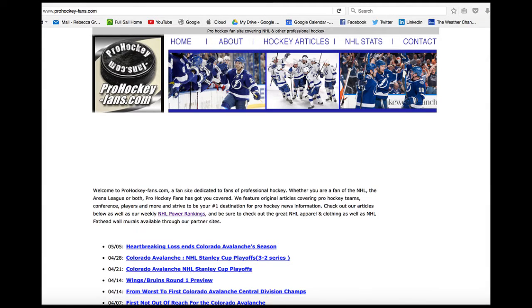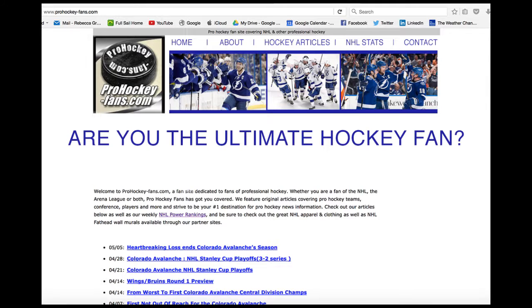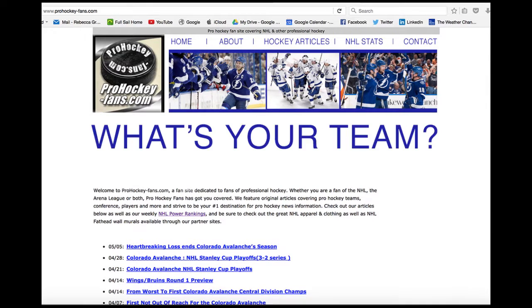To stimulate the thinking brain, I would include a question up top here and use it as a double brain-based strategy and make it an effective headline as well. Asking questions can not only bring your audience's attention to the headline, but it also triggers them to consider the question, which activates the thinking region of the brain. Questions like, "Are you the ultimate hockey fan?" or "What's your team?"